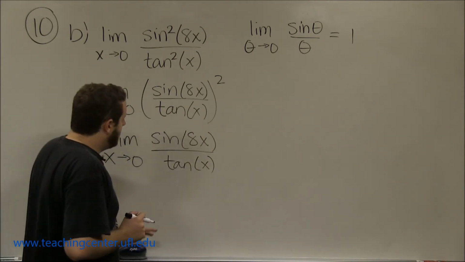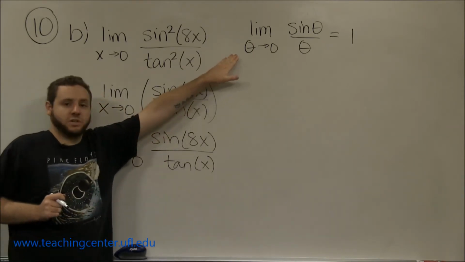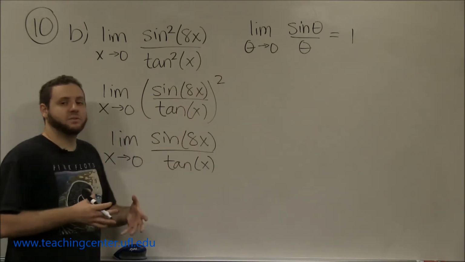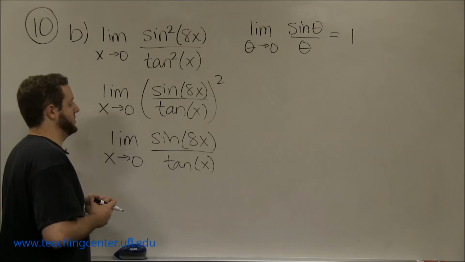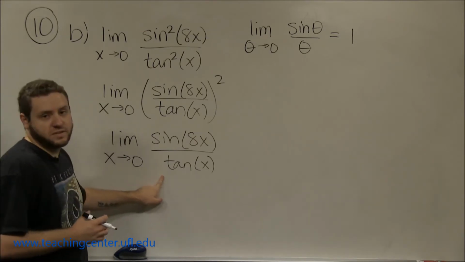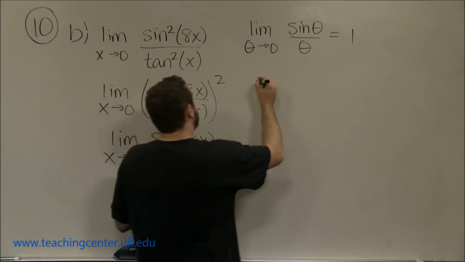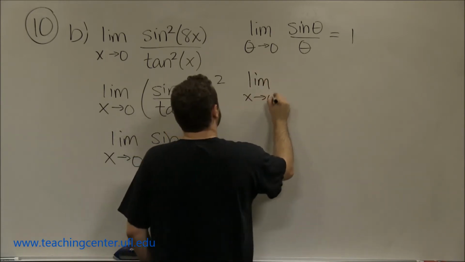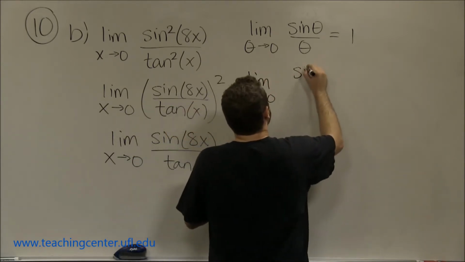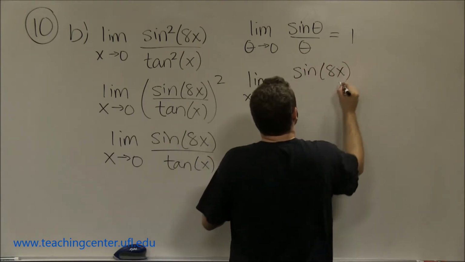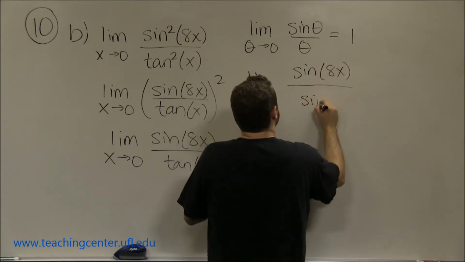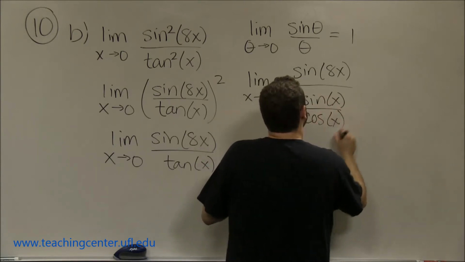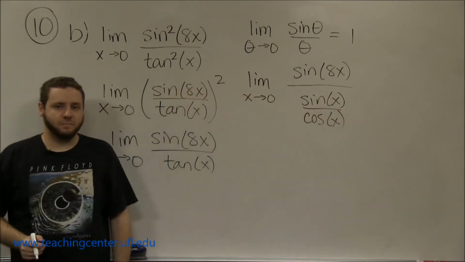Okay, so now we need to try to get this trig limit identity out of this. We can do that. We're just going to have to do, again, some tricky things in our algebra. First of all, I'm going to change the tangent to sine over cosine. So our next step, we're taking the limit as x approaches 0 of sine 8x divided by sine x over cosine x. I just changed the tangent into sine and cosine.